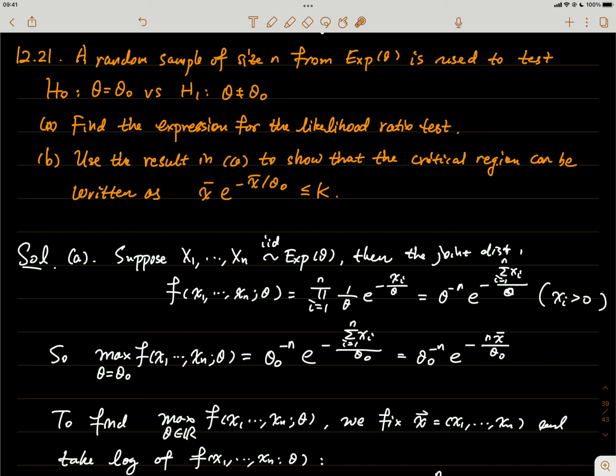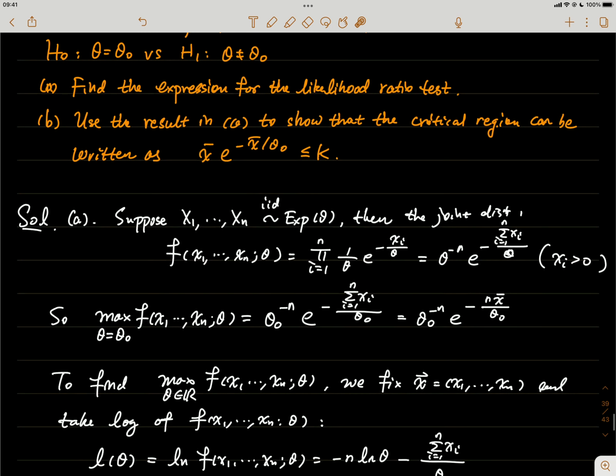Okay, so now the first part. We want to find the likelihood ratio test. Suppose these xi's follow the exponential distribution with parameter theta. They are the random sample from that, right? So the joint distribution would be just this, the product of the marginals, and then we have this.